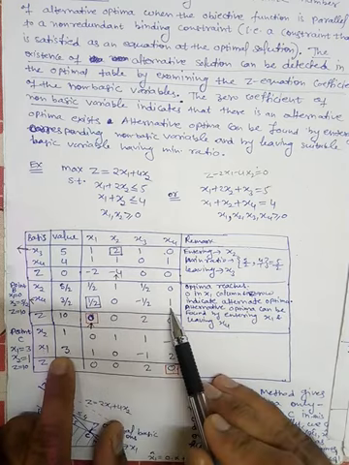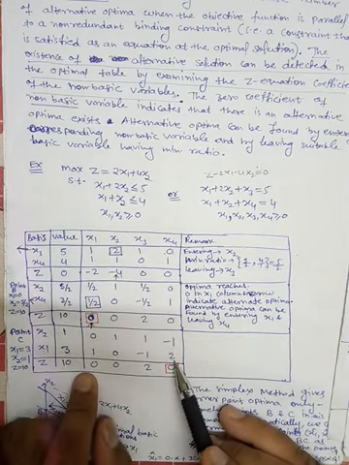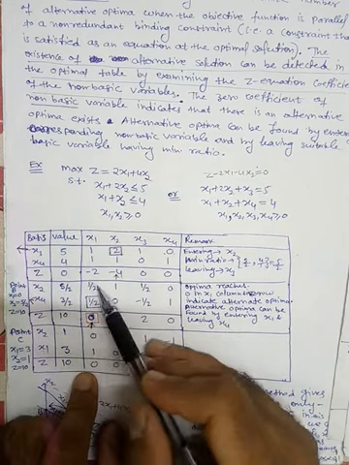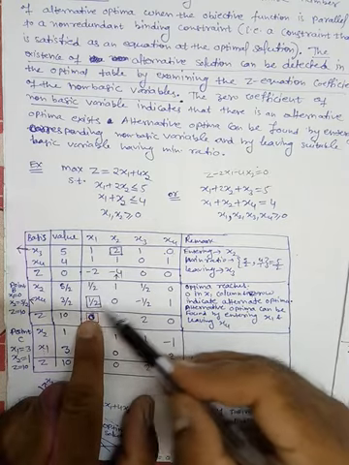Just multiply this row by 2. So we get 3, 1, 0, minus 1 and 2. Then here we need to make a 0, so what can we do? Directly subtract this from this. This is also half, this is also half, just subtract.